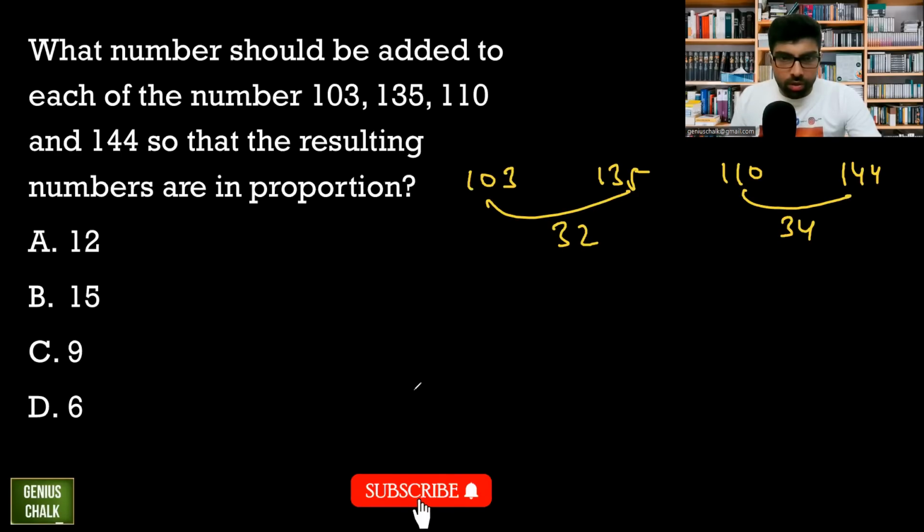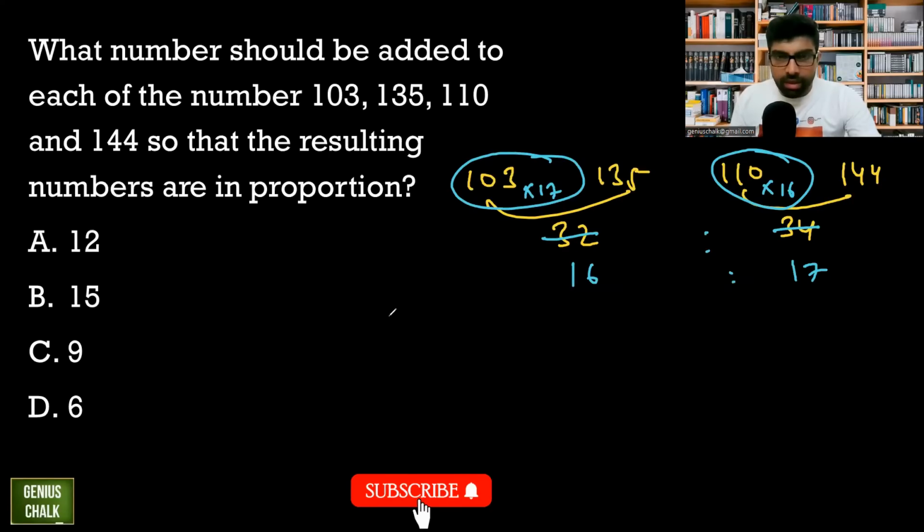34. What is the ratio? The ratio is cancelled by 2, 17. So this must be multiplied by 17 and this must be multiplied by 16. Do it. 17 threes are 51, 17 ones are 17. 16 zeros are 0.